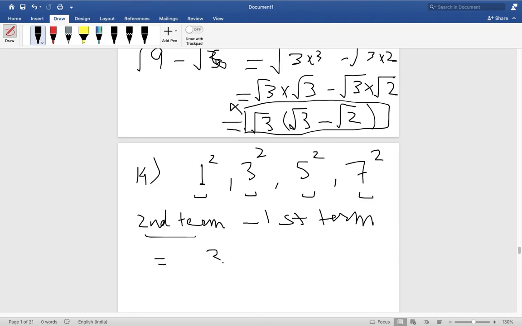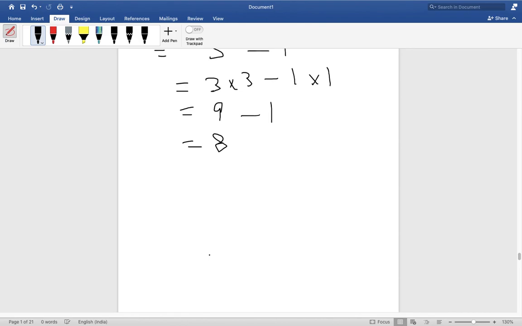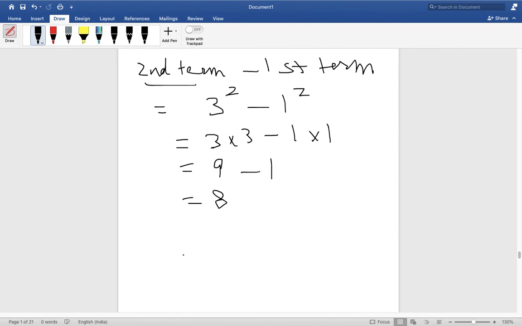Second term is 3 square. First term is 1 square. 3 square is 3 into 3. Everybody knows that. 3 into 3 is 9, 1 into 1 is 1, 9 minus 1 is 8. So the difference between the second term and the first term is 8.